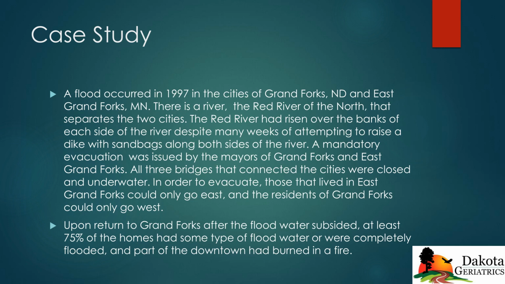A mandatory evacuation was issued by the mayors of Grand Forks and East Grand Forks. All 3 bridges that connected the cities were closed and underwater. In order to evacuate, those who lived in East Grand Forks could only go east, and the residents of Grand Forks could only go west. Upon return to Grand Forks after the flood water subsided, at least 75% of the homes had some type of flood water or were completely flooded, and part of the downtown had burned in a fire.